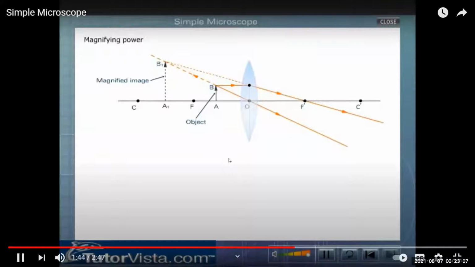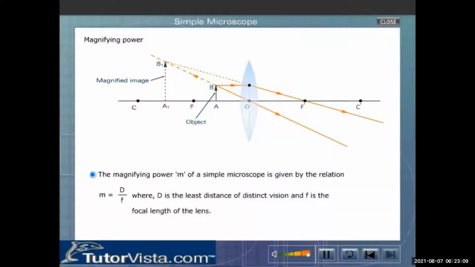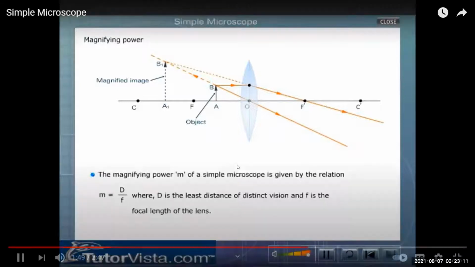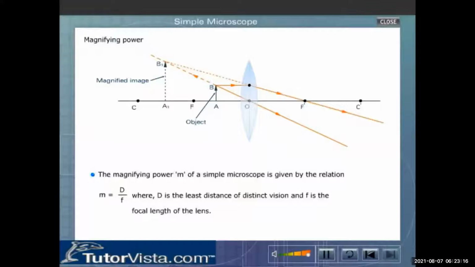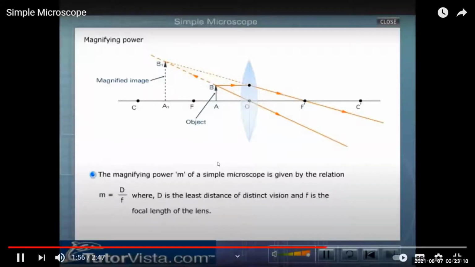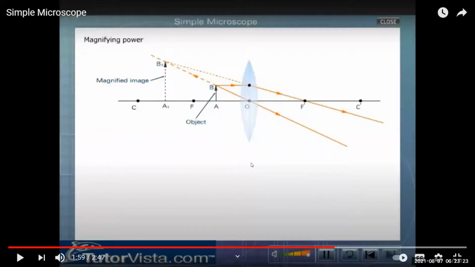Magnifying power. The magnifying power M of a simple microscope is given by the relation M = D/F, where D is the least distance of distinct vision and F is the focal length of the lens. Here least distance means the near point of our eye, that is 25 centimeters. From this equation, it is obvious that to increase the magnifying power of a simple microscope or magnifying glass, the focal length of the convex lens must be decreased.